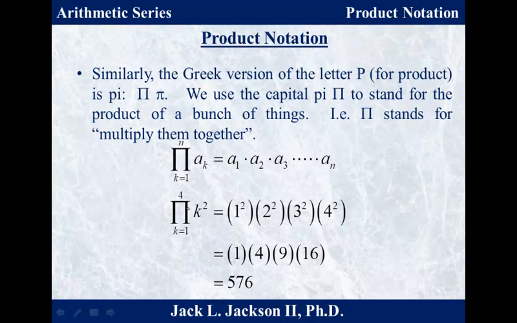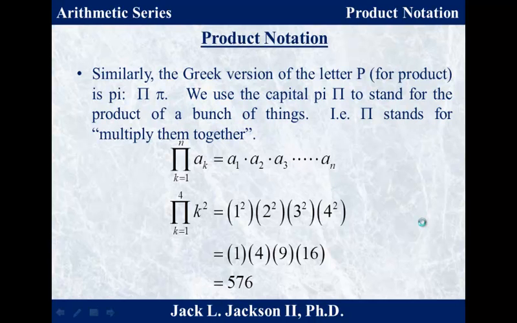So the product from k equals 1 to 4 of k squared, again you let k equal 1, 2, 3, and 4, again getting 1 squared, 2 squared, 3 squared, 4 squared, which reduces to 1, 4, 9, and 16. But this time, instead of adding them up, you multiply them. So 1 times 4 times 9 times 16 is 576. And so that's product notation.